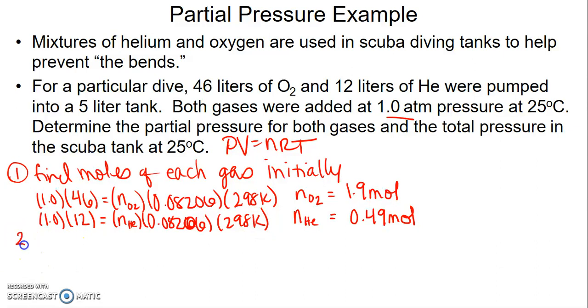Now we can use Dalton's law, or the idea of Dalton's law, and we can find the partial pressure of each gas. So I'm going to use PV = nRT to do that again.